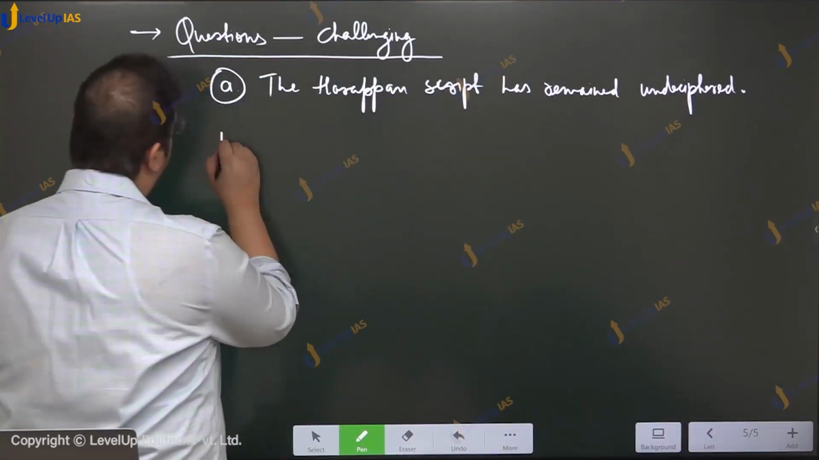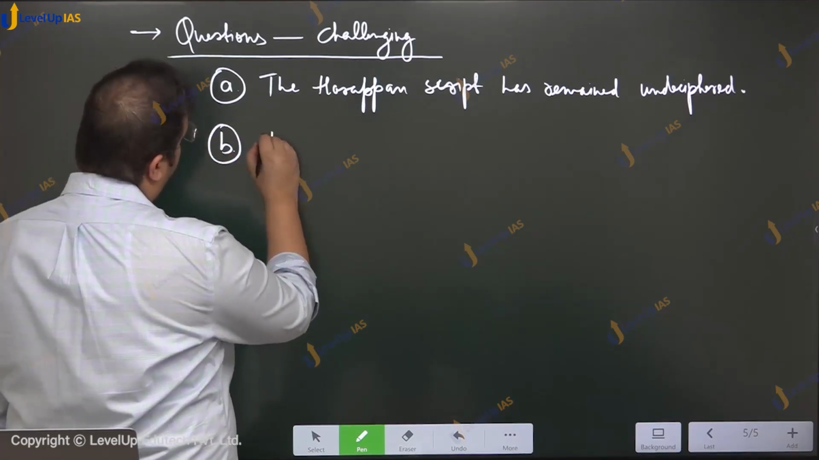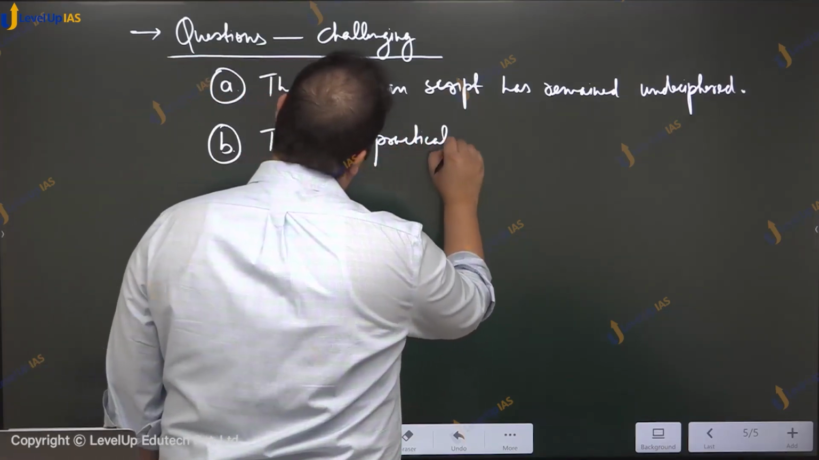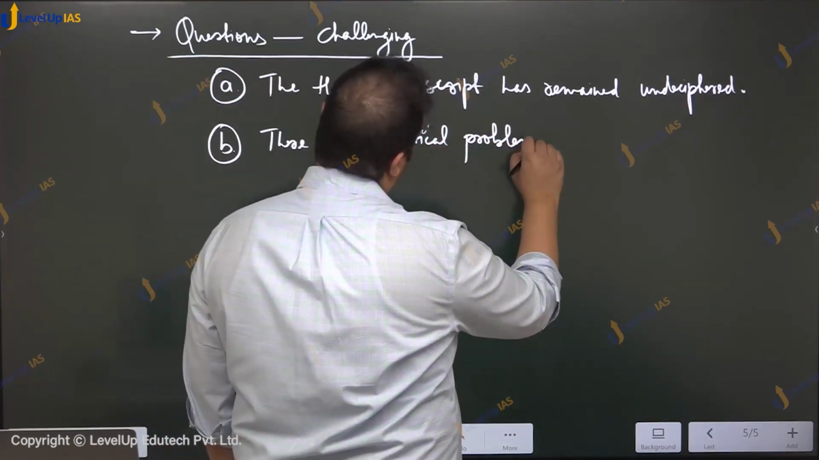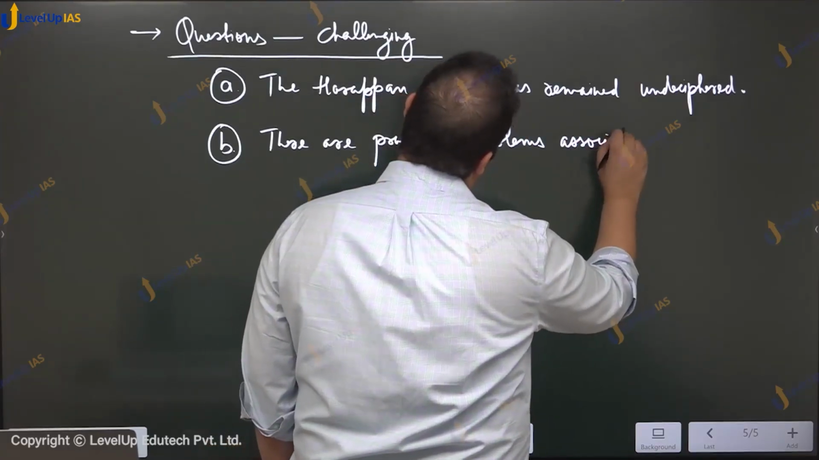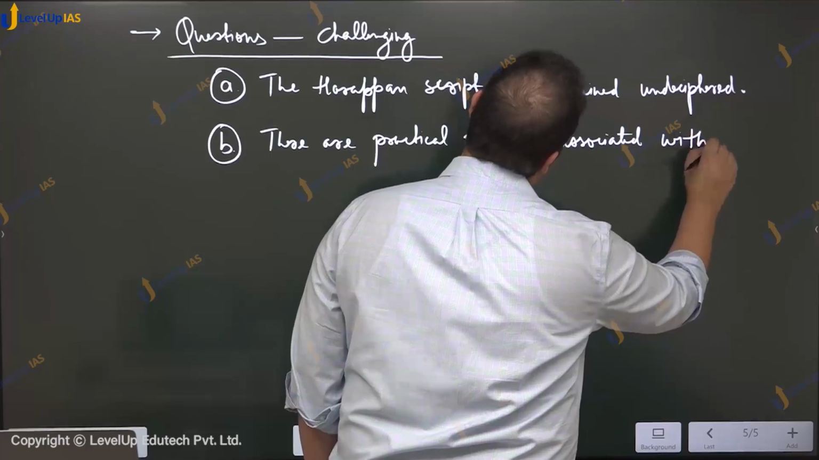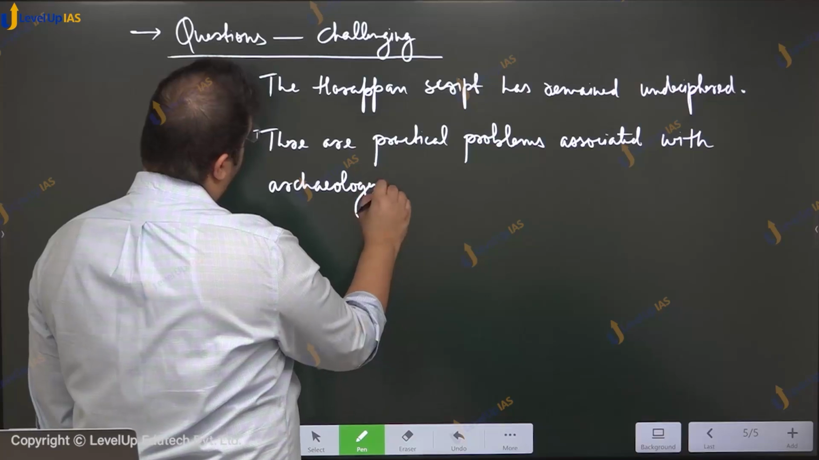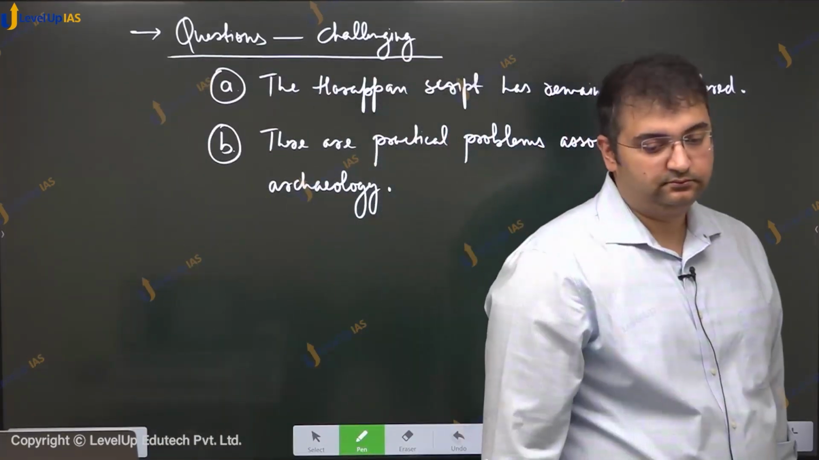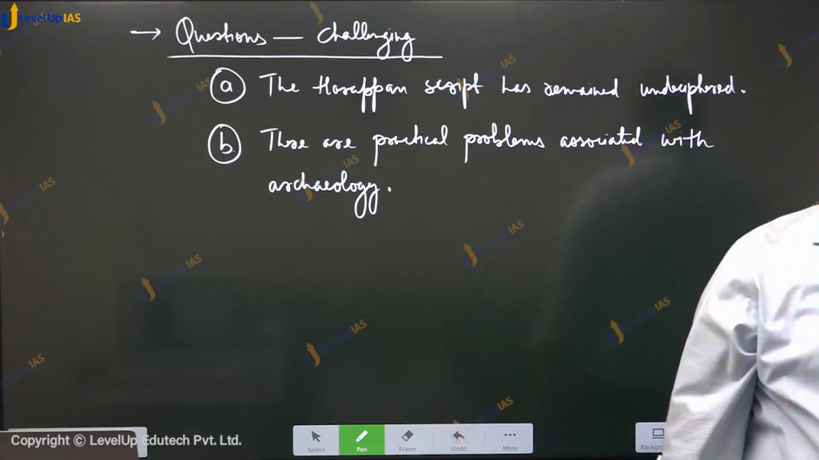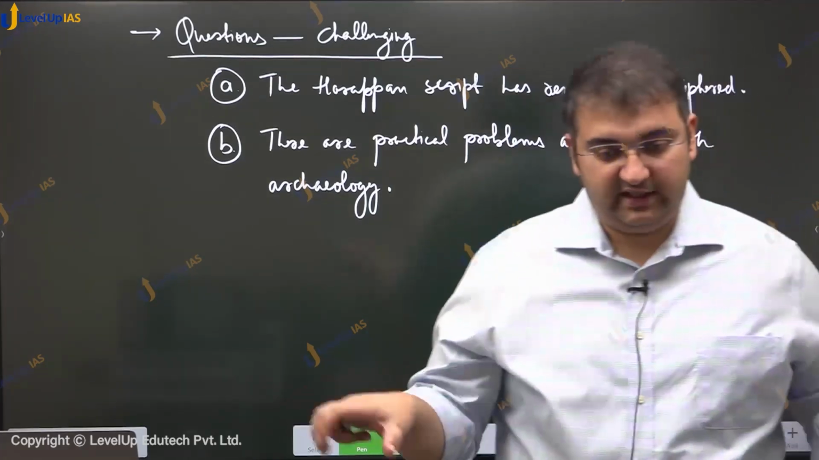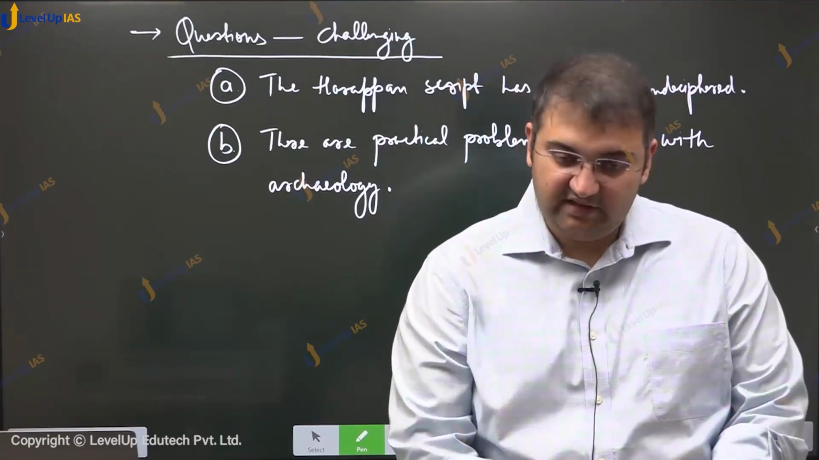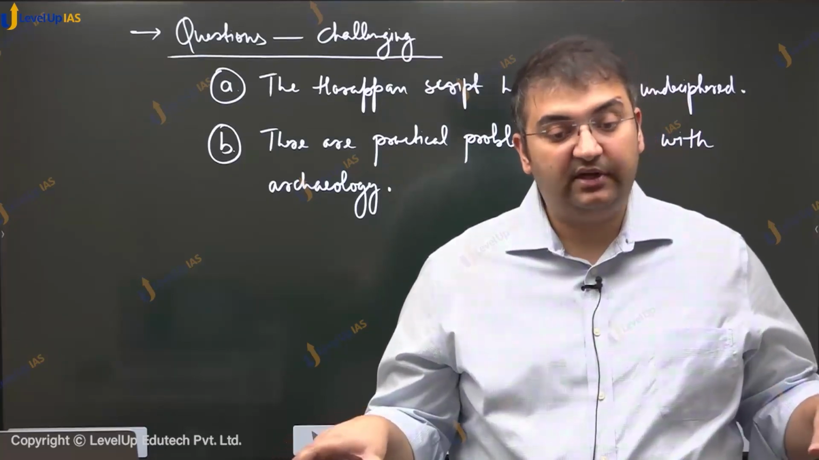And secondly, there are practical problems associated with archaeology. एक्सकवेशंस दो तरह के हो सकते हैं, वर्टिकल एक्सकवेशंस और हॉरिजॉन्टल एक्सकवेशंस. हड़प्पन सिविलाइजेशन में क्या देखने के लिए मिला है हमें? वर्टिकल एक्सकवेशंस तो हो रहे हैं, बट हॉरिजॉन्टल एक्सकवेशंस की पॉसिबिलिटी काफी लिमिटेड है.